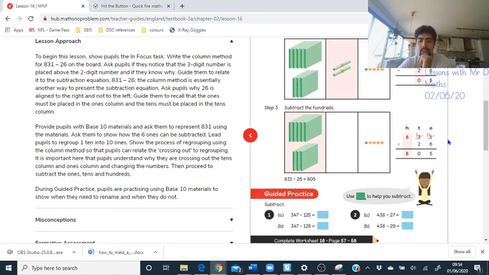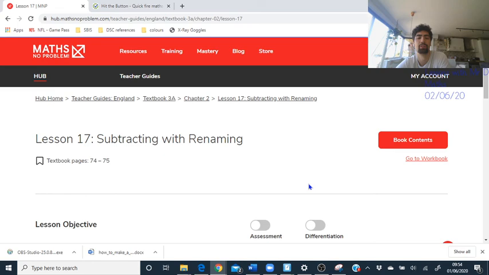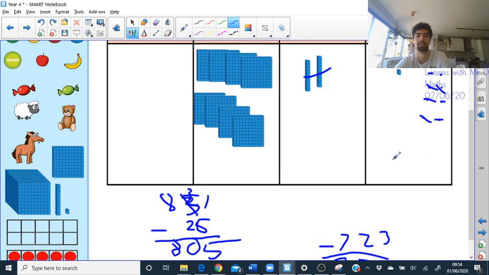Anything else to get done there? No, I think the next one is if we have to regroup, or rename, from the hundreds. So this one here is 608 take away 135. Let's have a look at that.